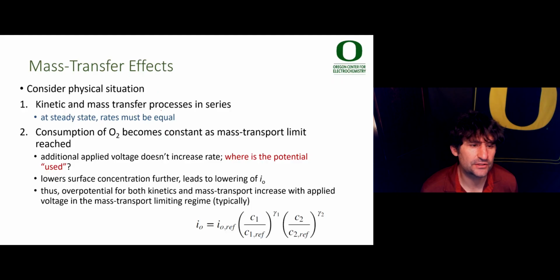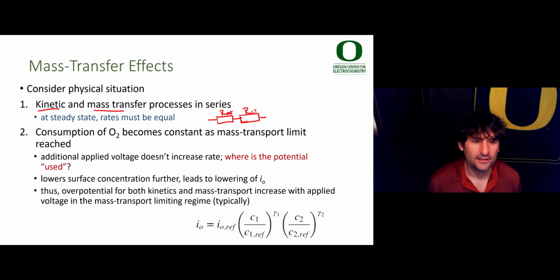Let's consider a physical situation. Typically in electrochemistry, we like to think about the kinetic and mass transfer processes as happening in series. So we might have a resistor that we think about as being due to mass transport, and we might have another resistor that we think about as being due to charge transport or kinetics. Now remember, at steady state, the current going through each of these resistors is the same. So the consumption of oxygen becomes a constant as you reach the mass transport limit.